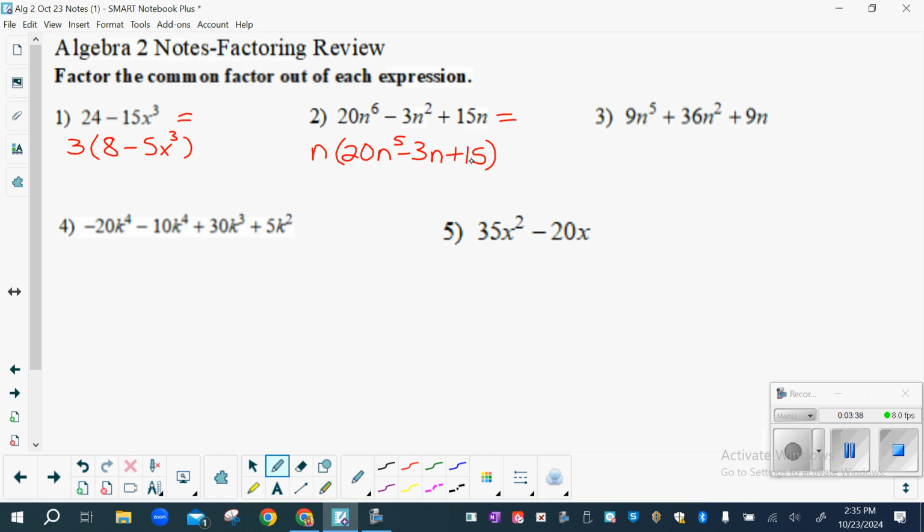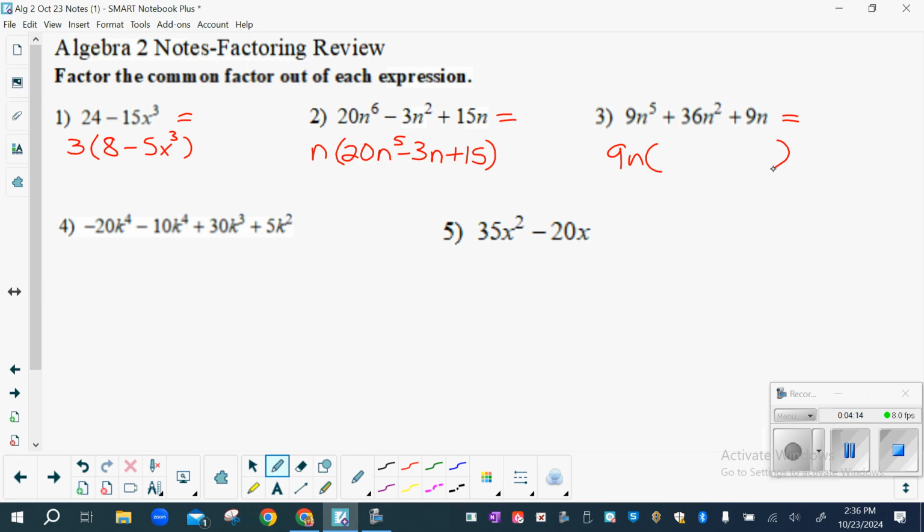Okay, what about number 3? What goes into all of those on number 3? So a number and a letter, right? We want the highest number. 9n, that's right. If you thought 3, that's okay, but we want to get the highest number that goes in there, so it could have been factored some more. So 9n times what gives us 9n to the 5th? n to the 4th power.